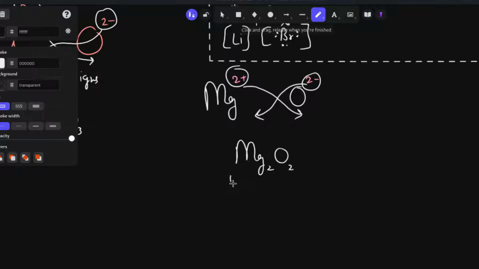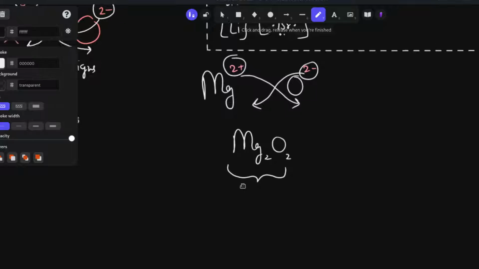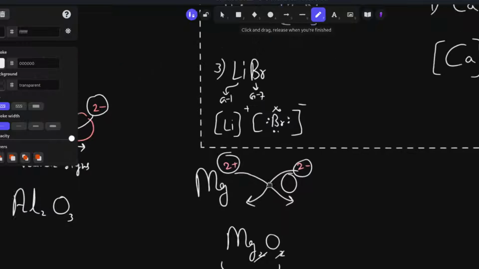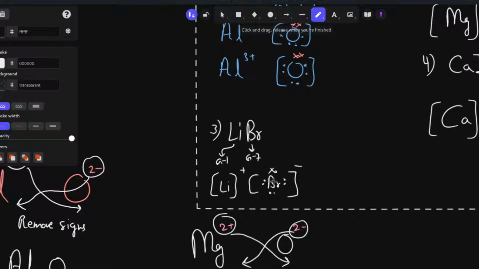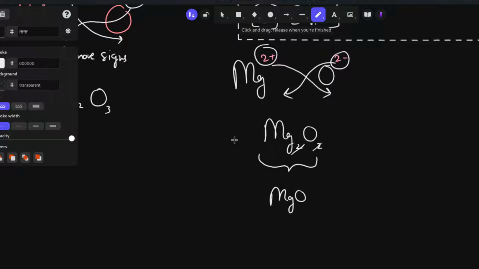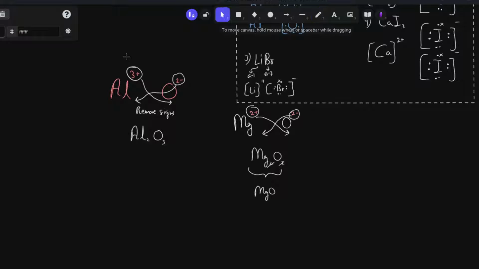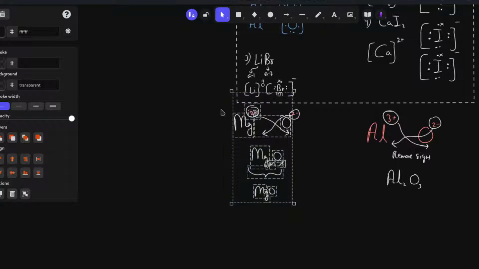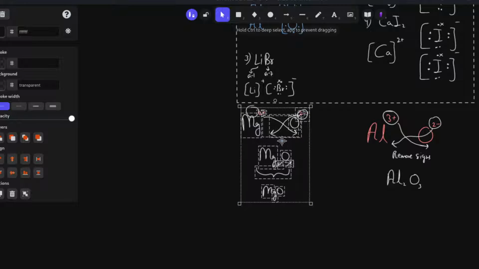But we can furthermore simplify it, and we will get MgO, and this is the structure of magnesium oxide. So you can do it both ways. You can have a molecular structure and form this dot and cross diagram, or you can have these charges and form the molecular structure as well. So let me just arrange these in a better way so that they look much better in the document. All right.